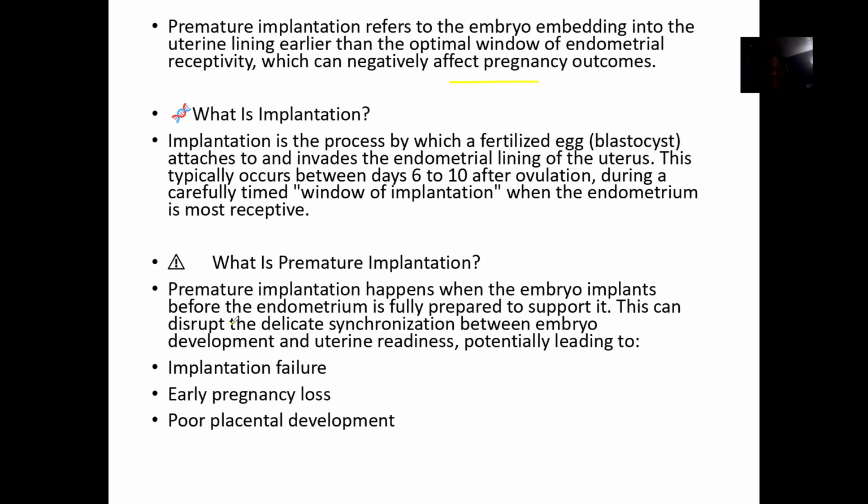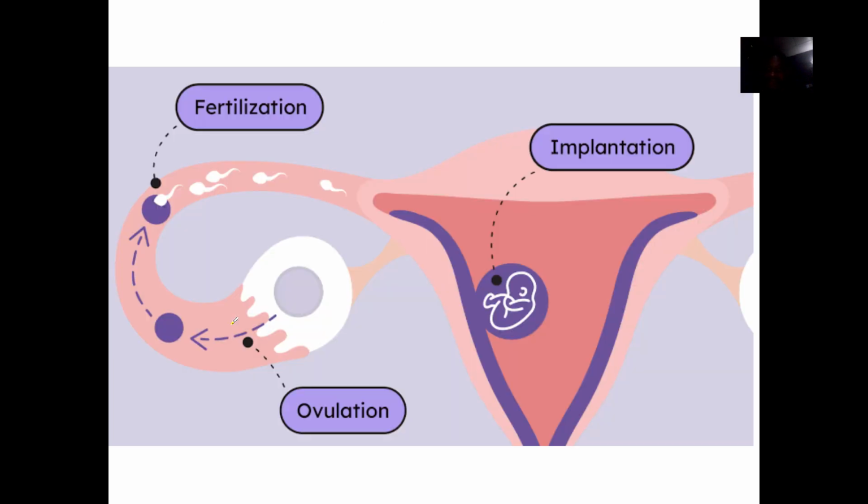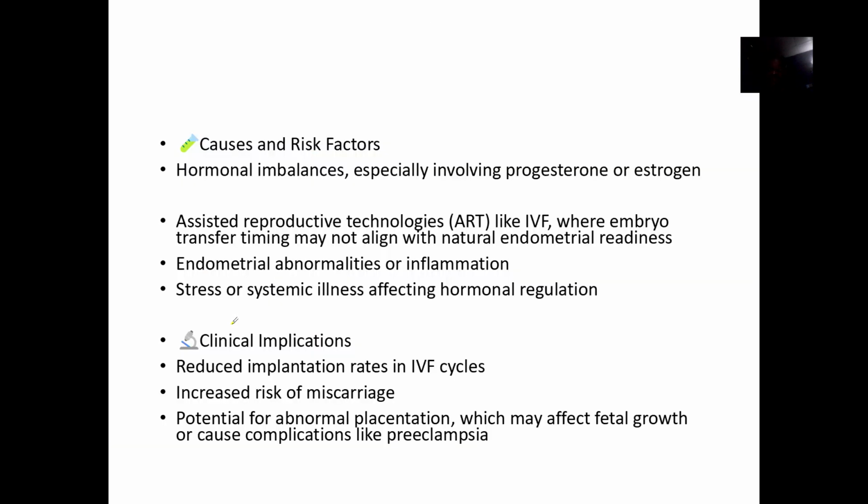So this can disrupt the delicate synchronization between embryo development and uterine readiness. It can lead to implantation failure. It can lead to early pregnancy loss. It can lead to poor placental development. Okay. So the causes and risk factors are hormonal imbalance. Sometimes it's due to assisted reproductive technologies, endometrial abnormalities, stress or systemic illness.